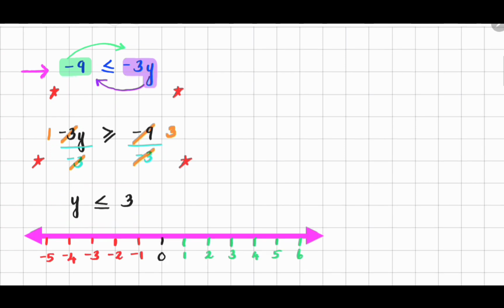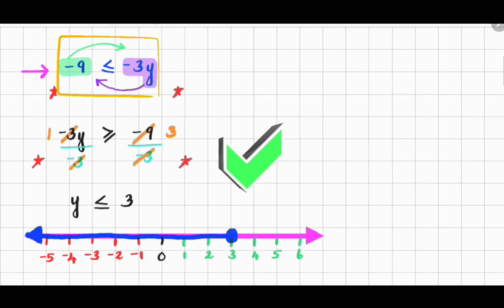Now let's graph the answer on the number line. Circle 3 on the number line and shade the circle. Shading indicates that 3 is included in the graph. Then shade the number line to the left of 3, since the inequality says that y is less than or equal to 3. So all the numbers less than or equal to 3 make the given inequality true.